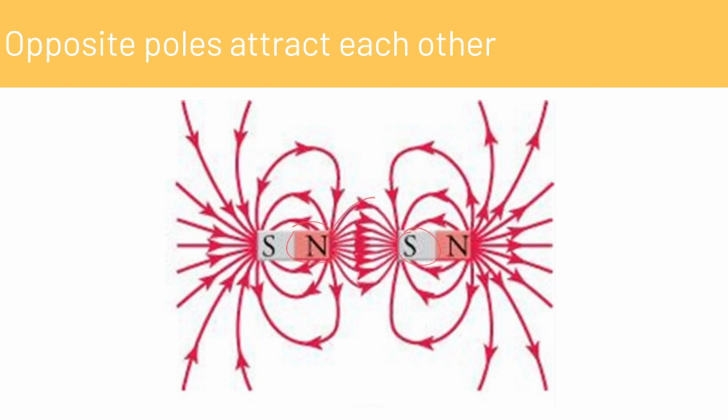We have the field lines from the north pole moving towards the south pole. All of these field lines go from the north pole to the south pole, and you can see that the field lines from the north pole of the same magnet are attracted to the south pole of the same magnet. Here we have a north pole going to the south pole, and here a north pole going to the south pole of the same magnet.